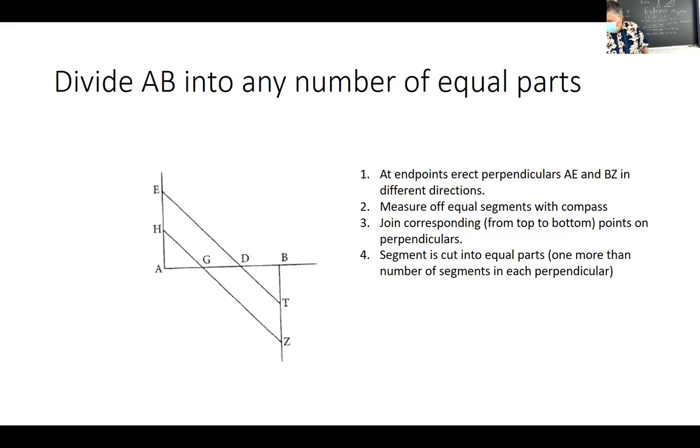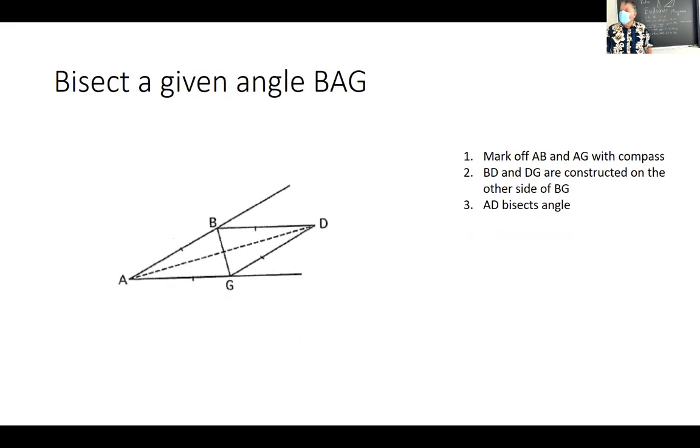So that's pretty straightforward. Bisecting a given angle. Now this is different from how Euclid does it. The way that Euclid does it is he constructs an equilateral triangle here. But we don't need to. In fact, an isosceles triangle is good enough. And an isosceles triangle is what you can easily construct with your rusty compass.